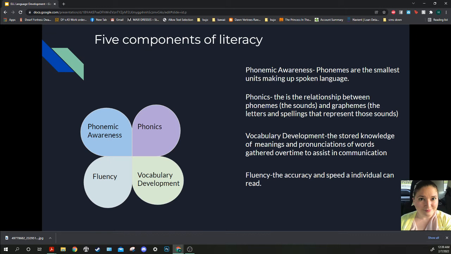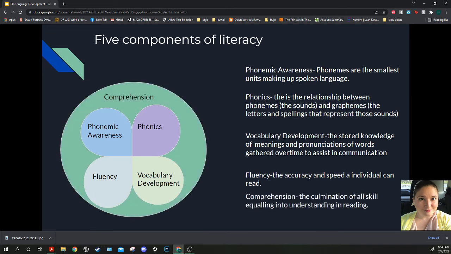First, phonemic awareness. Phonemes are the smallest units making up the spoken language. Phonics, this is the relationship between the phonemes, the sounds, and graphemes, the letters and the spelling that represent those sounds. Vocabulary development is the stored knowledge of meanings and pronunciation of words gathered over time to assist in communication. And of course, fluency is the accuracy and speed with which an individual can read. All these build together for comprehension, the accumulation of all these skills equaling understanding and reading.